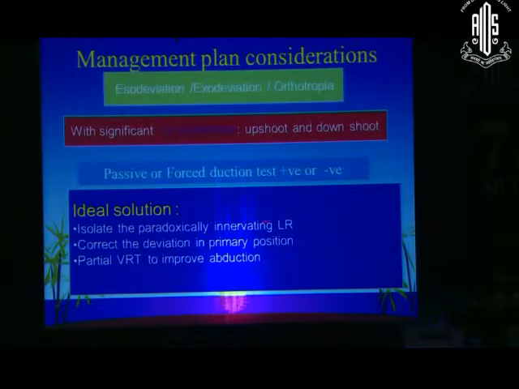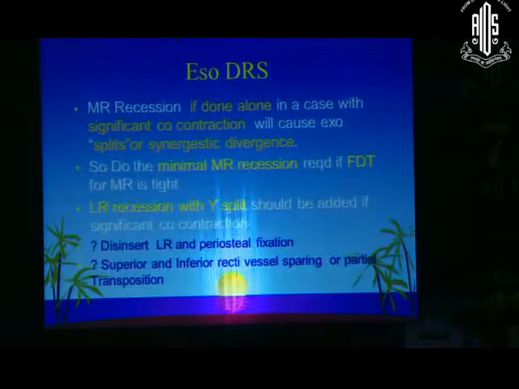The ideal solution is that the paradoxically innervating LR should be isolated. Second is to correct the deviation in primary position and improve the abduction by the vertical rectus transposition. So in EXO-DRS, what we are suggesting is do an FDT, do the MR recession in a case in which there is a tight FDT, but only that much which is required to release the FDT. The rest of the exo should be corrected by the opposite MR. The contralateral normal MR can be used to correct the exo which is there, but not more, because if you do more MR recession on the ipsilateral DRS eye, you may have synergistic divergence.